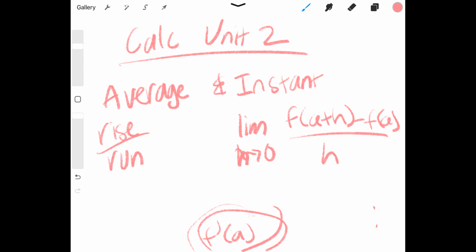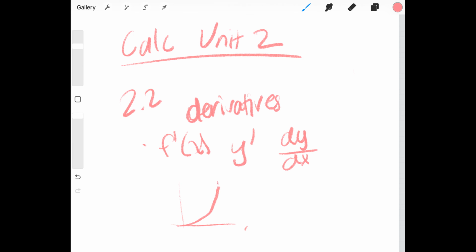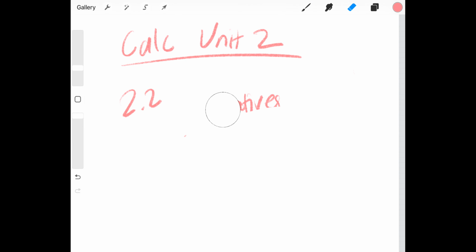2.2 is all about other notations for derivatives. For a function y equals f(x), the notations can be f prime x, y prime, or dy over dx. These all represent derivatives. Also, one point that's stressed in this topic is the derivative of a function at a point is the slope of a tangent line to the function at a point. Basically, the derivative of a function is the slope at that point.